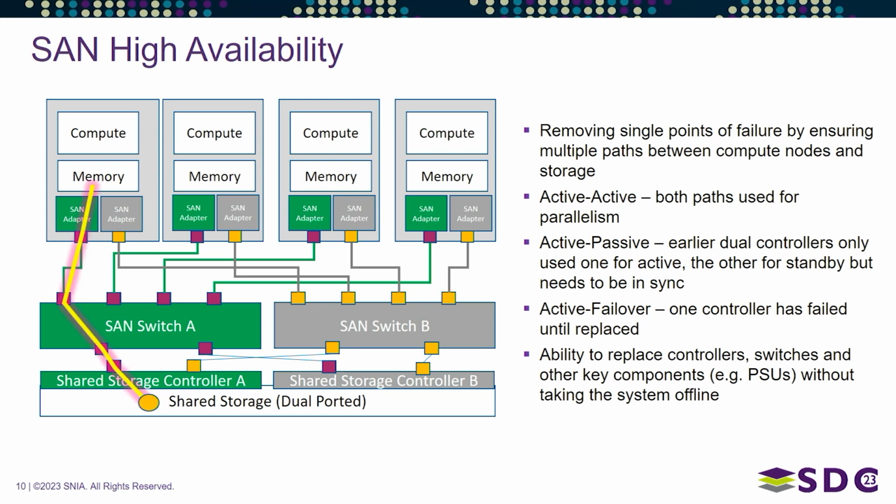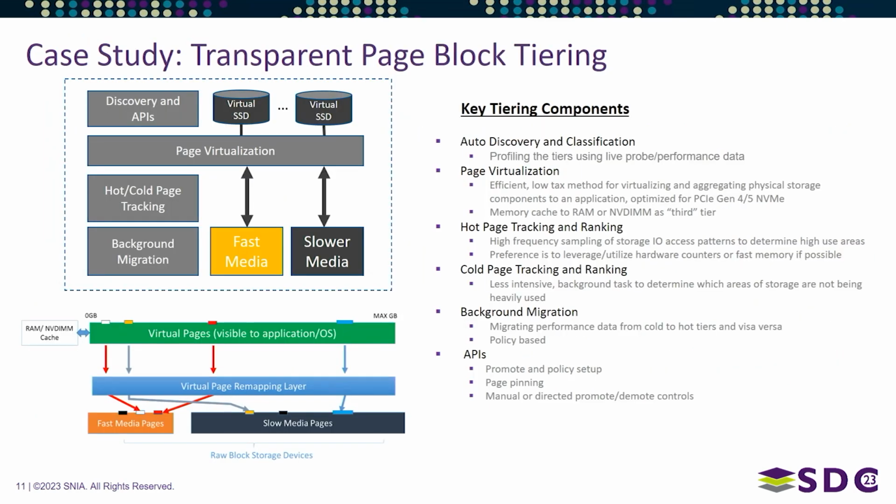If you get access from one compute node down to the shared storage, this is where a dual-ported device comes in. That dual-ported device, being an SSD, needs to talk to either controller A or controller B through switch A or switch B. So if a path ever goes down, you have this alternative path. This is HA grossly simplified, but that's essentially what HA is about. So let's move on to what we were doing in tiering.